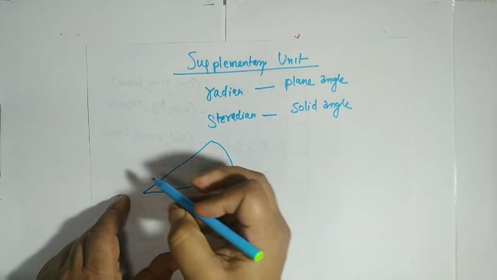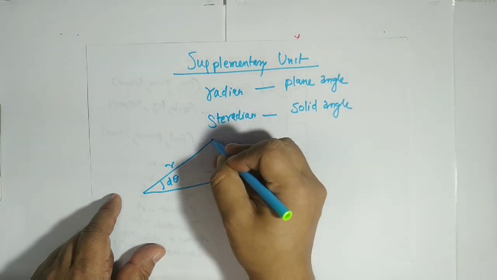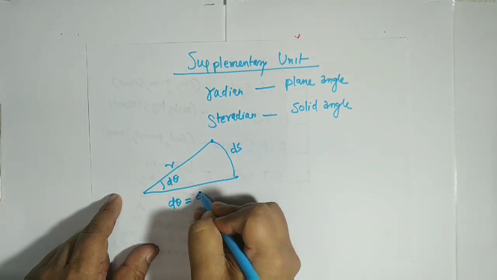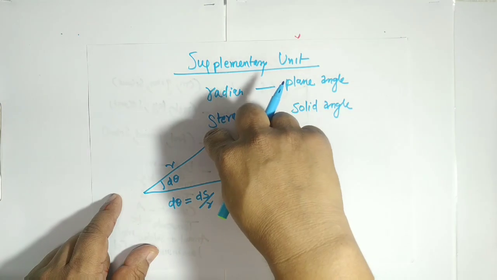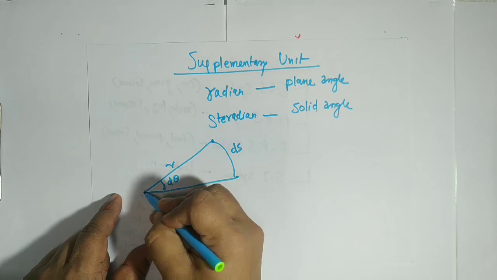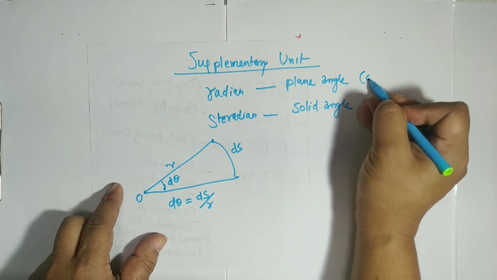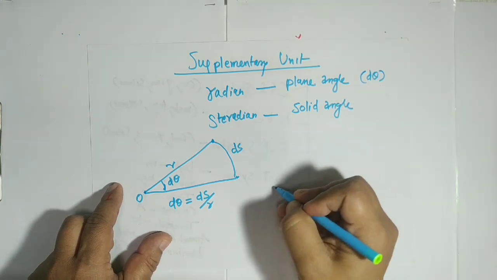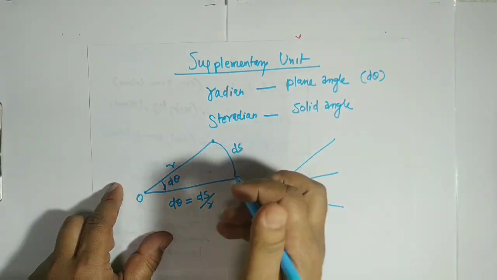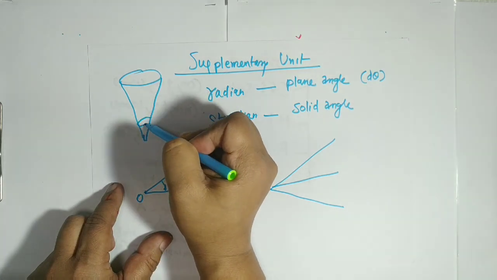Like we have a plane, there's an arc, and we have an angle d theta here. This is the radius r, and this is the arc length ds. I think you may know how d theta is measured: ds by r, the arc. You know that length L is equal to r into theta. You have gone through this in mathematics also. And this is for the plane angle. And then there is another one, a solid angle. Now solid angle, if you have seen an ice cream cone like this, this ice cream cone has an angle here.